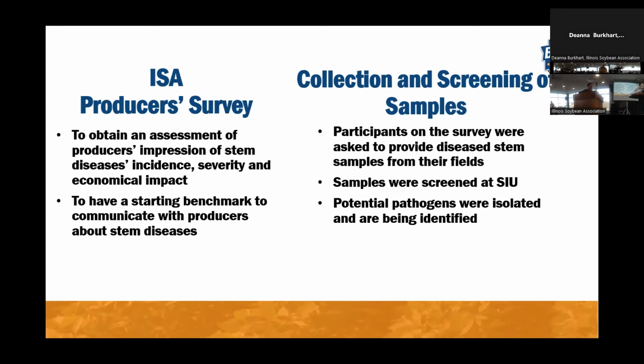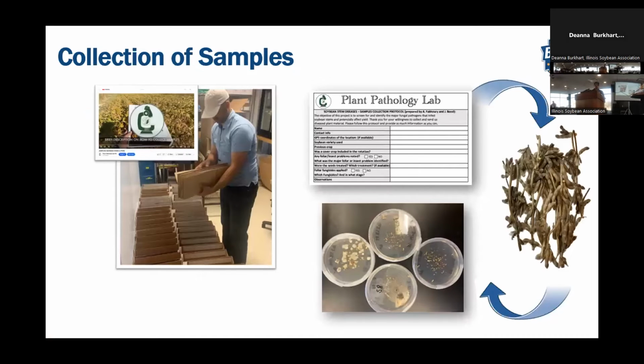So for those farmers who participated in the survey, we asked them if they were willing to send some stem disease samples for us, so we can have those samples screened at SIU, also to be able to identify those diseases. And for those farmers who agreed to send samples, we sent some boxes to them with bags, pen, everything they have to, also a mail bag envelope, so they can just ship it to us for free.